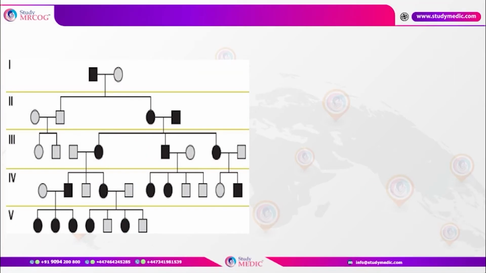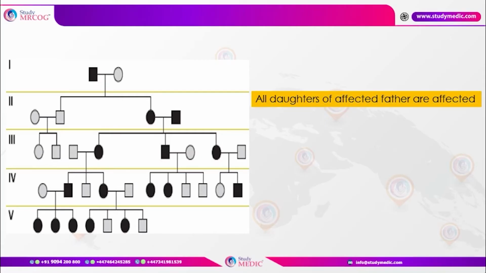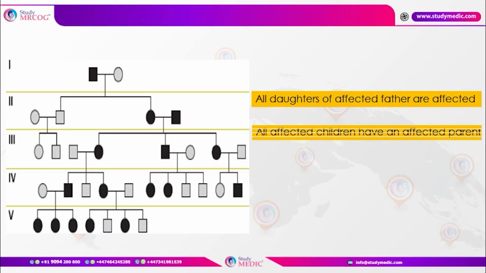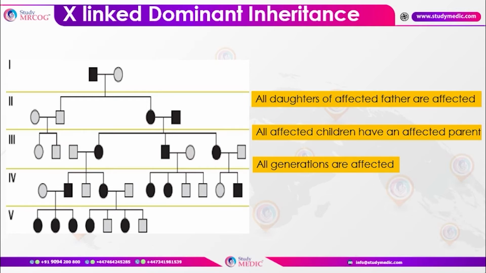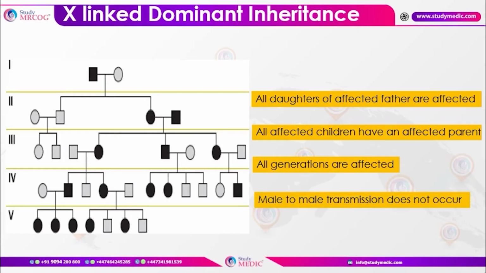Now let's have a look at this pedigree. All the daughters of an affected father are affected. All affected children have an affected parent and all generations are affected. There is no skipping. Hence, we are dealing here with an X-linked dominant inheritance.